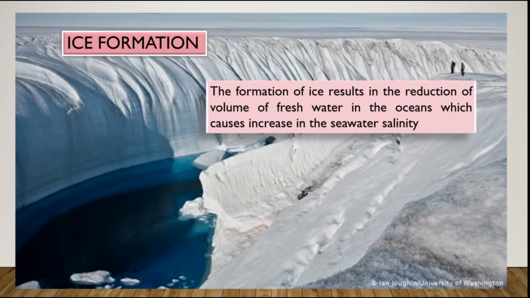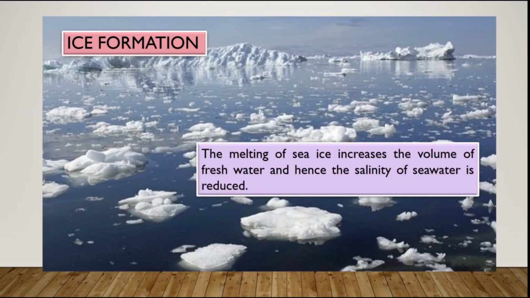Then the second factor is ice formation. The Arctic region is a vast expanse of sea ice floating on water. Sea ice is actually frozen ocean water. It forms, grows, and melts in the ocean. The formation of ice results in the reduction of the volume of fresh water in the oceans, which causes an increase in the seawater salinity. At the same time, the melting of sea ice increases the volume of fresh water, and hence the salinity of seawater is reduced.